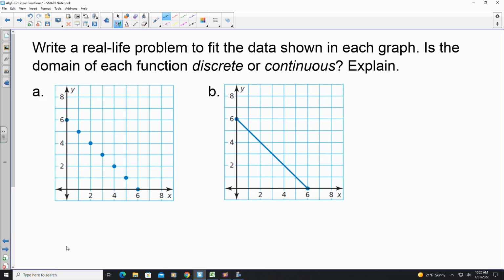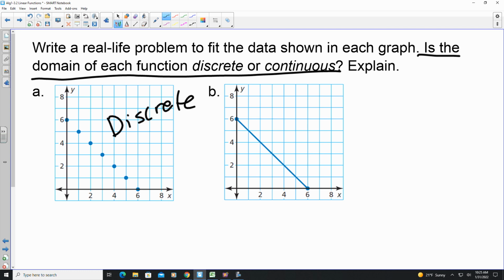Last couple things. They want you to write a real life problem that fits the data shown in each graph. And then is the domain of each graph discrete or continuous? They want us to explain. Let's just look at being able to establish if the domain is discrete or continuous. So since I have points, I'm looking at a discrete graph here. And since I got a line segment for part B, this one is continuous.